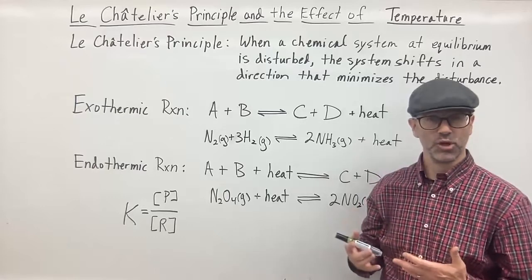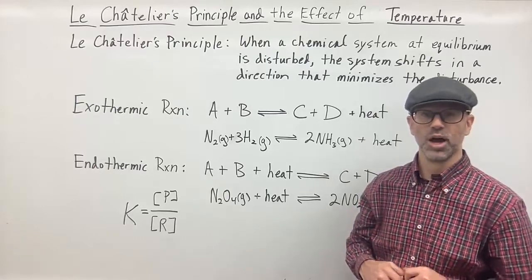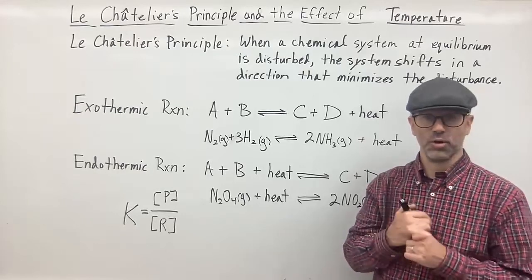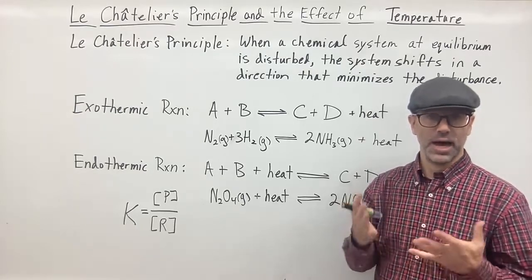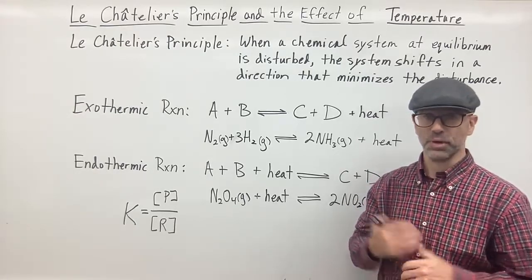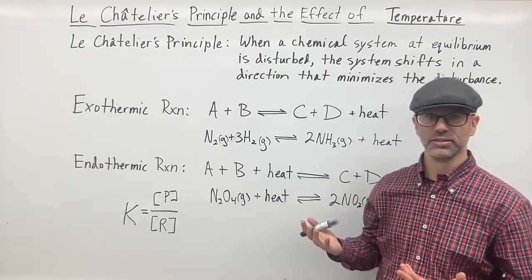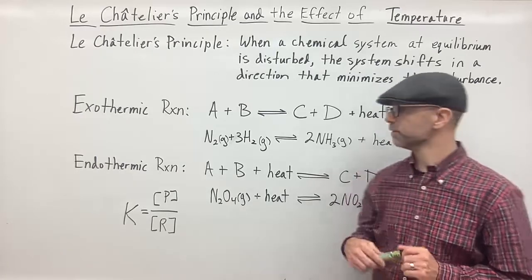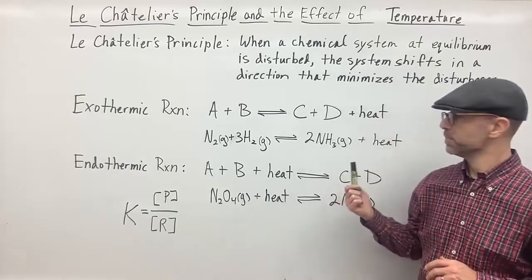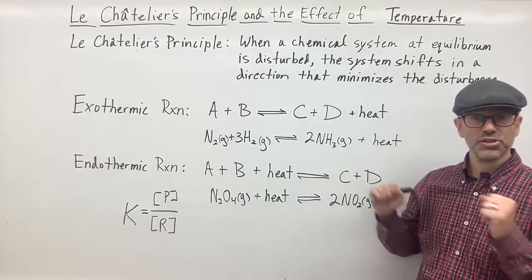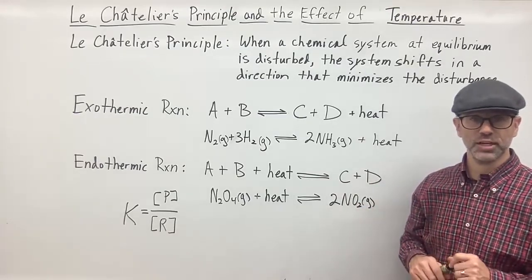It's going to shift in a direction in order to lower that concentration or reduce the number of particles. So that was what was going on when we were talking about the effect of volume or pressure on the system. But here, we're not changing any concentrations, right? All we're doing is we're changing temperature. And temperature doesn't initially change concentrations of stuff.